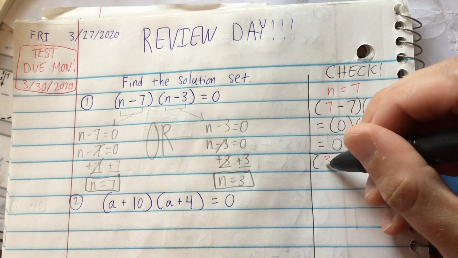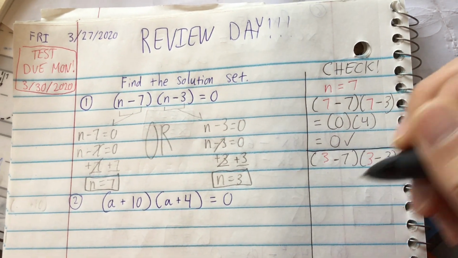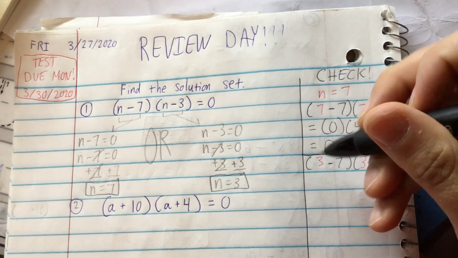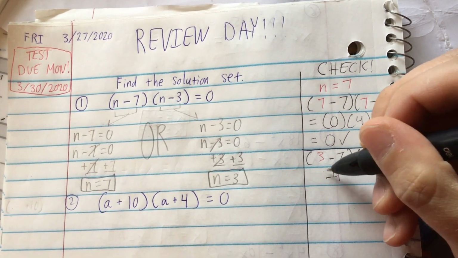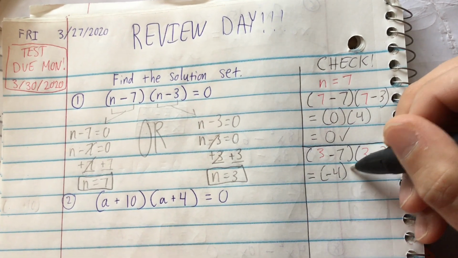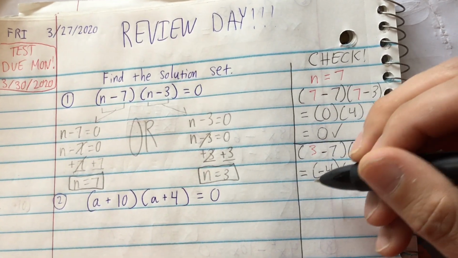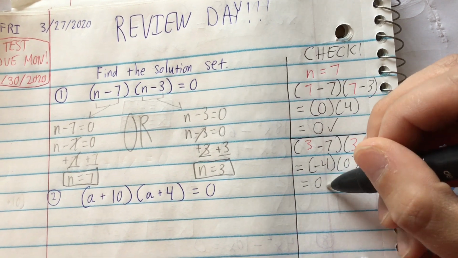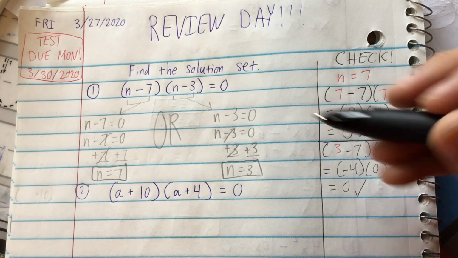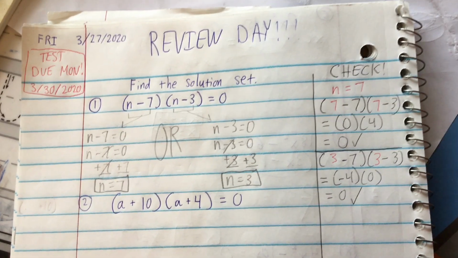All right, but what if I plug in n equals 3? Well, 3 minus 7 is negative 4. Well, that's adorable. 3 minus 3 is 0. Negative 4 times 0 is in fact 0. There, we have checked our work. There are 2 ways to get that statement equal to 0.